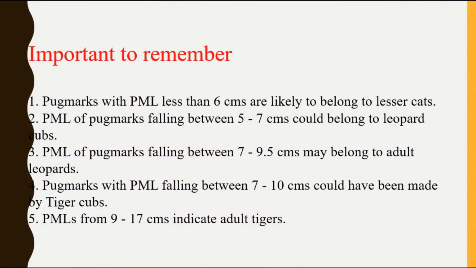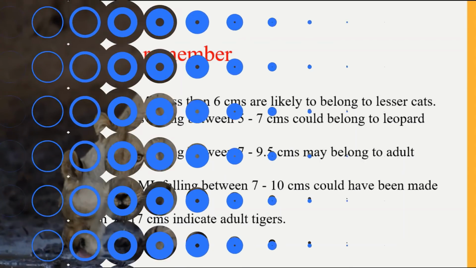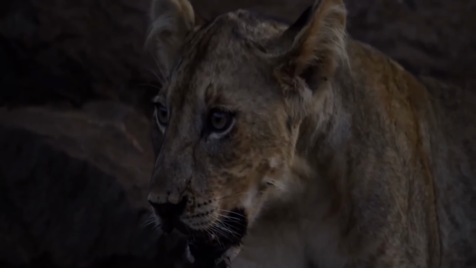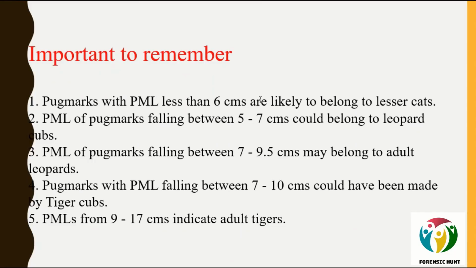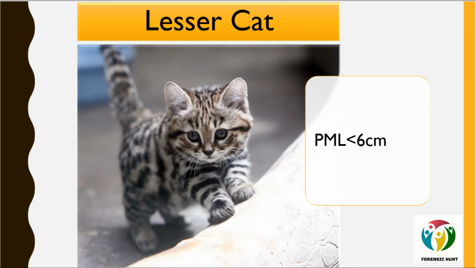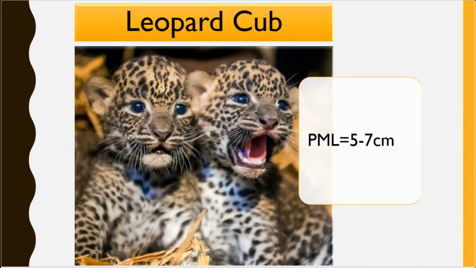The last thing that you need to remember is about the measurements. Based upon these measurements you would be able to narrow down your search, that is, you would be able to tell whether there are chances of these prints being in the category of a lesser cat, an adult leopard or smaller leopard, or an adult tiger or a tiger cub. If we talk about the feline family, all the lesser cats have a PML of less than 5 centimeter. But if it is 5 to 7 centimeter, it belongs to a leopard cub.